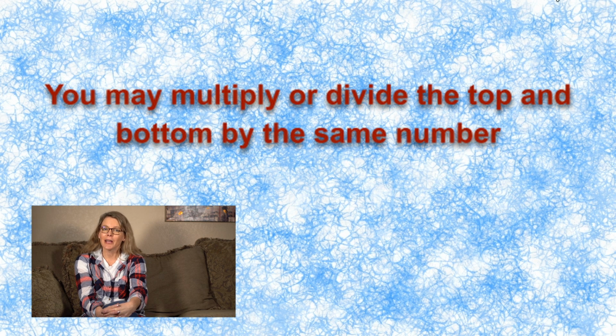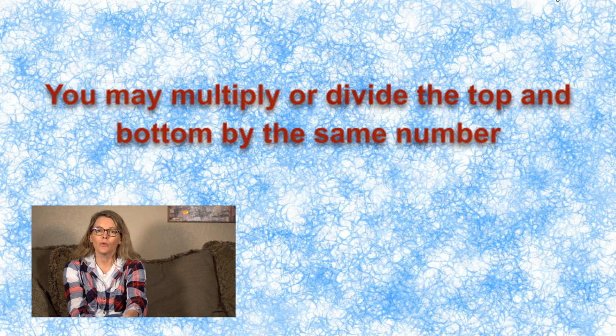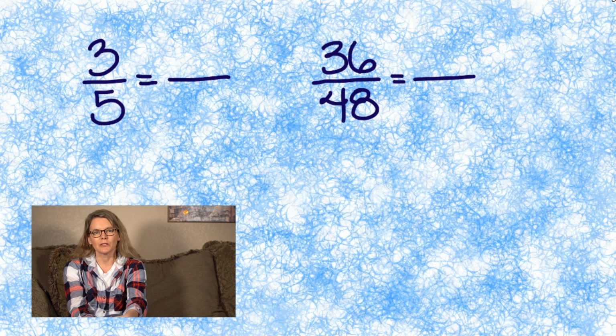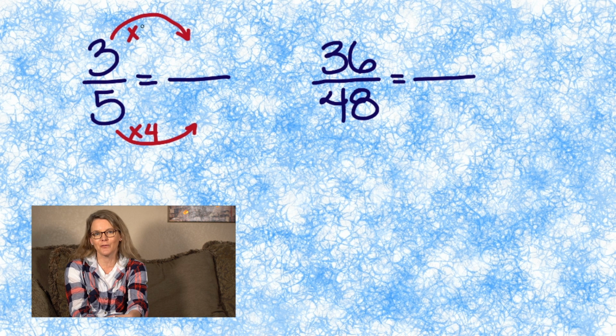You may multiply or divide the numerator and denominator by the same number to make an equivalent fraction. Watch these to see how it works. First, we will multiply. I have the fraction 3/5, and I'm going to multiply the numerator and denominator by 4 to make an equivalent fraction. Remember, you can choose any number to multiply by. I just happen to choose 4.